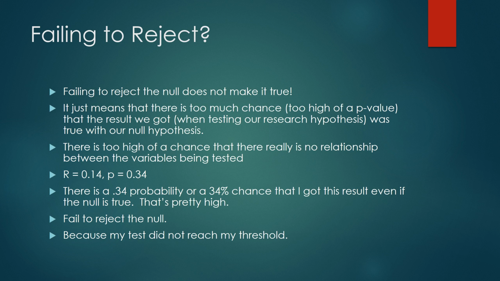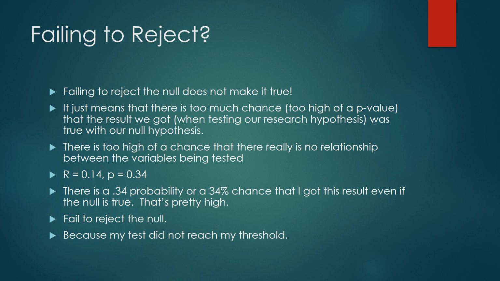It just means that there's too much of a chance, too high of a p-value, that the result we got when testing our research hypothesis could have occurred with our null hypothesis in place. So in this case, there's too high of a chance that there really is no relationship between the variables being tested.